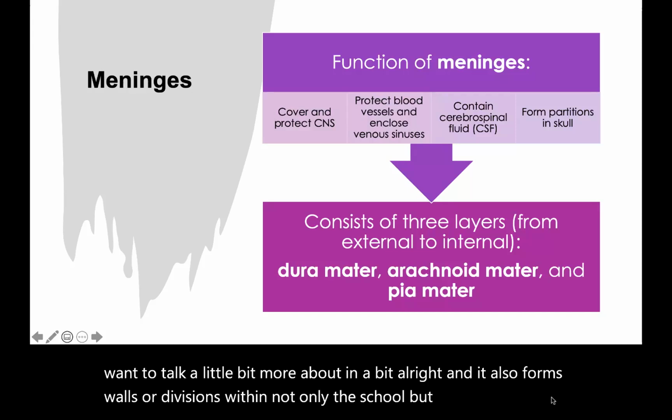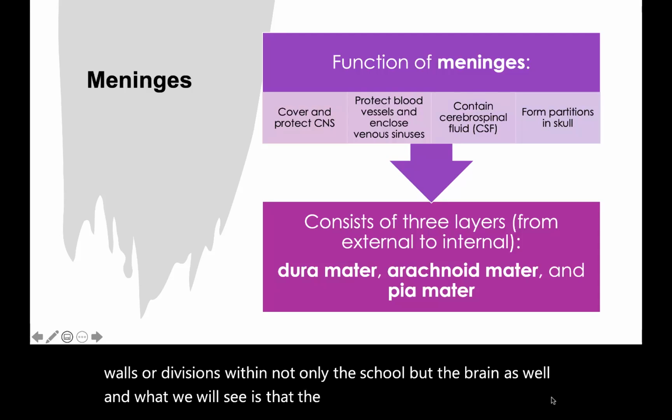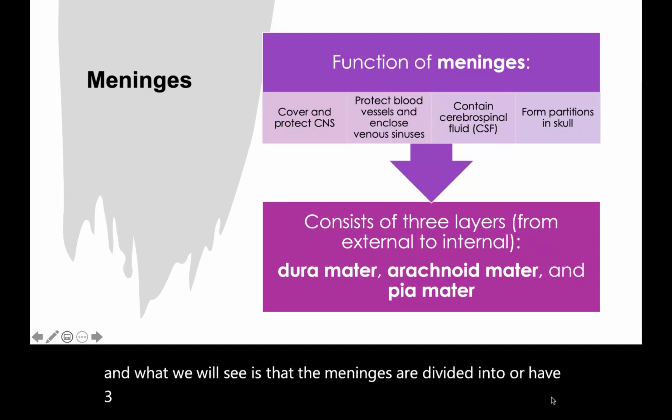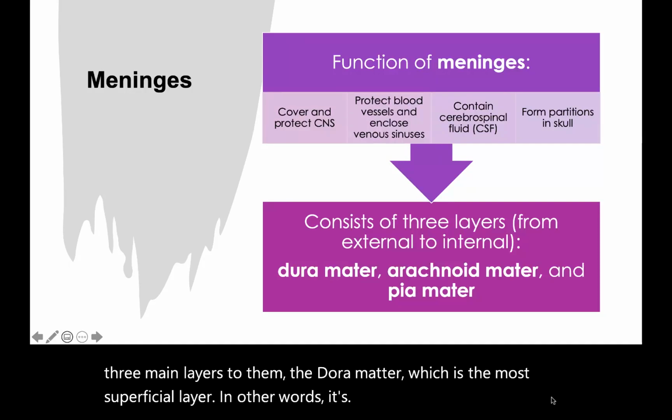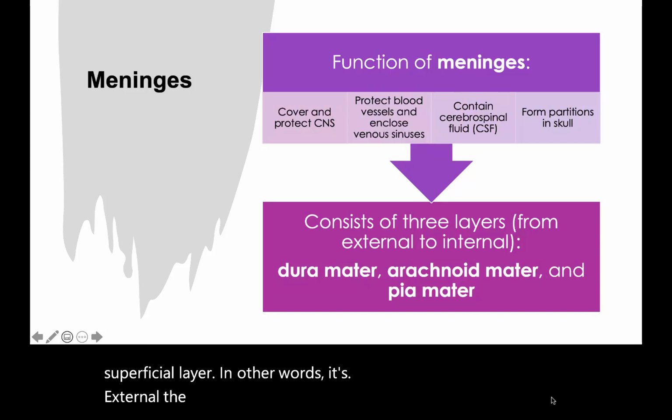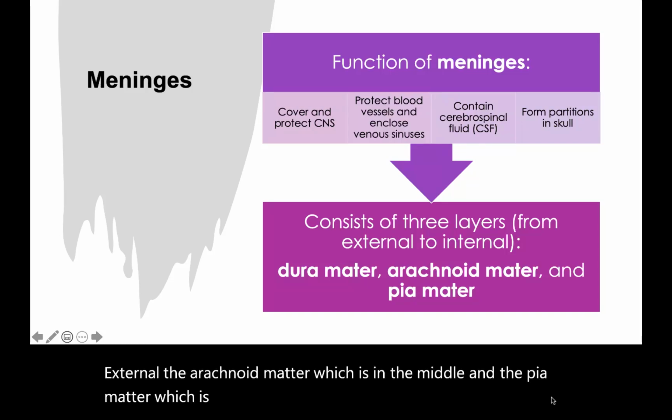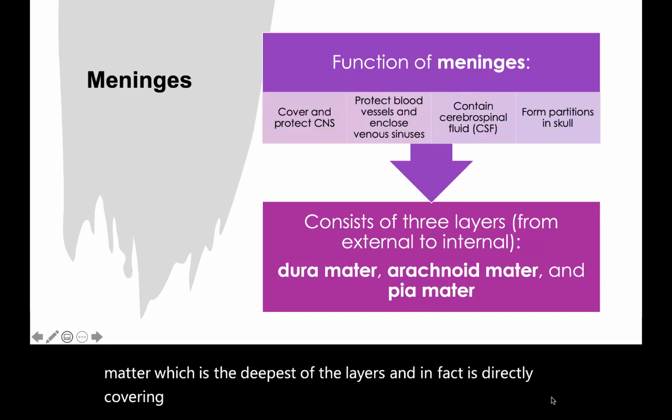All right, and it also forms walls or divisions within not only the skull but the brain as well. And what we will see is that the meninges have three main layers to them: the dura mater, which is the most superficial layer. In other words, it's external. The arachnoid matter, which is in the middle, and the pia mater, which is the deepest of the layers, and in fact is directly covering and attached to the brain.